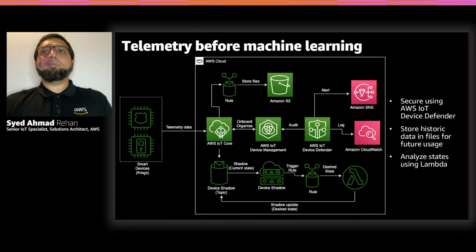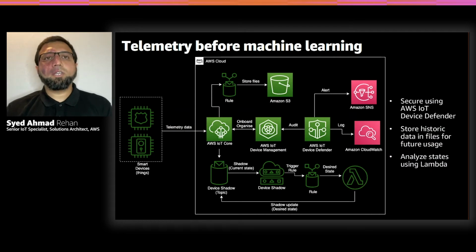So let's look at telemetry before machine learning. Here you can see customers who generally don't have the capability of machine learning, and data scientists usually will say, okay, well, we will use the data coming in from the telemetry from IoT Core, push it into S3, and we will look into that later on. Because it does require a lot of machine learning algorithm knowledge to build a machine learning model on top of that. This is where they will say, okay, well, we will just use the standard services provided by Device Defender and device management.